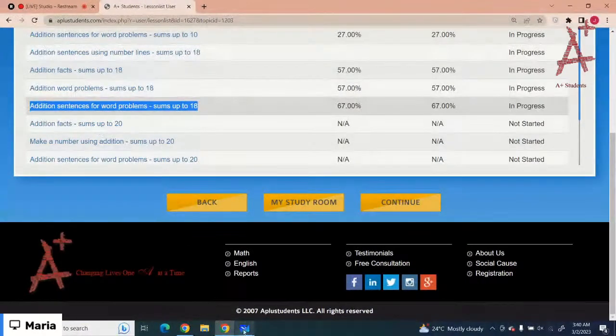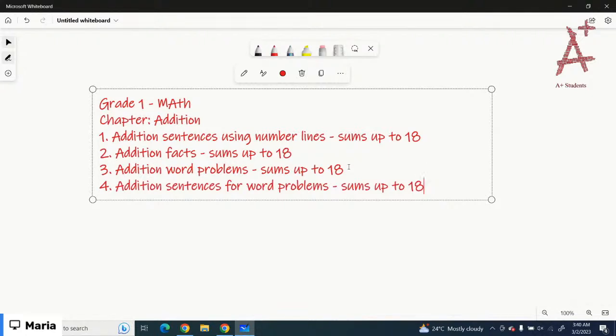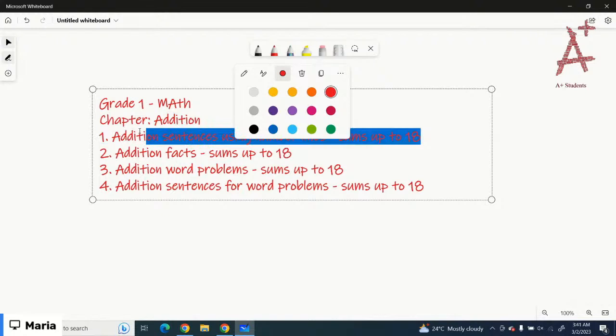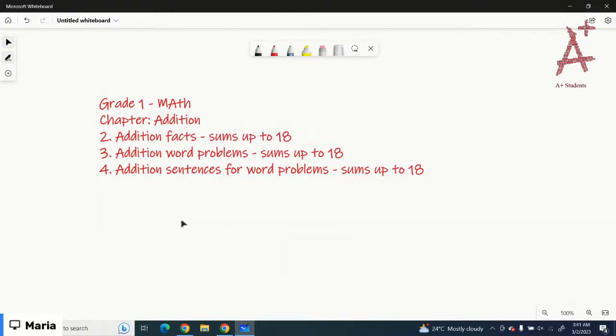Got it? Then the one we just completed is addition facts, sums up to 18. Then we did addition word problems, sums up to 18. And the one we just completed is addition sentences for word problems, sums up to 18. Got it? This one doesn't have practice questions, so we haven't done this one. So we have covered addition facts, addition word problems, and addition sentences for word problems, sums up to 18. Got it? So that's all for today.